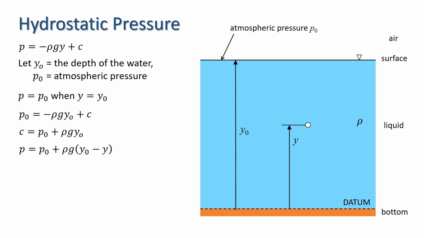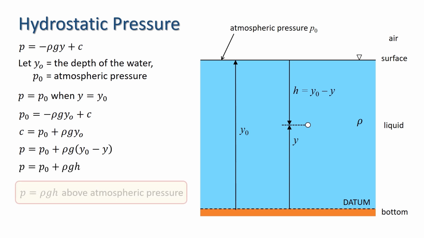If we consider an arbitrary point a distance y above the datum, then y0 minus y is the distance of that point from the fluid surface. If we denote that distance h, then our equation can be written P equals P0 plus rho gh, or simply P equals rho gh above atmospheric pressure. Most of the time we take it as read that we are measuring pressure relative to atmospheric pressure, and we simply write P equals rho gh.